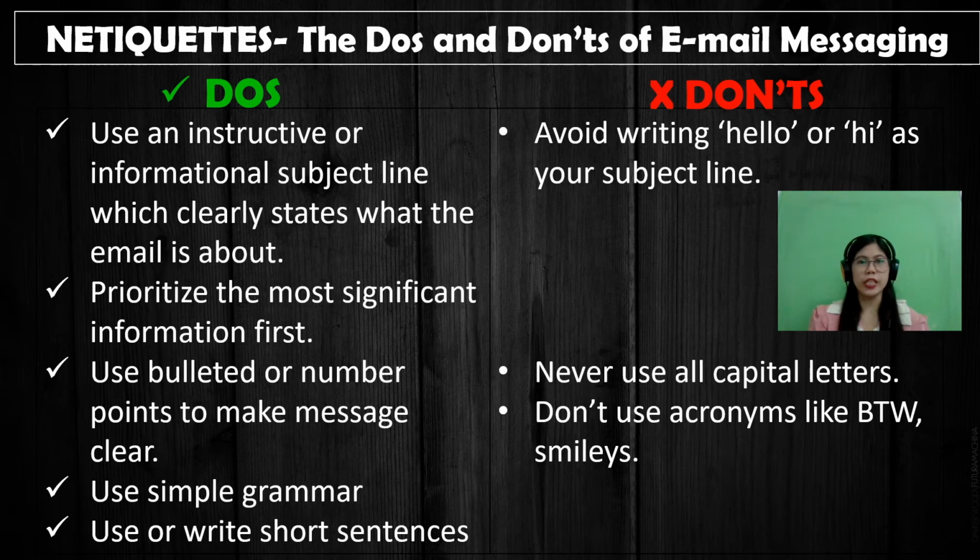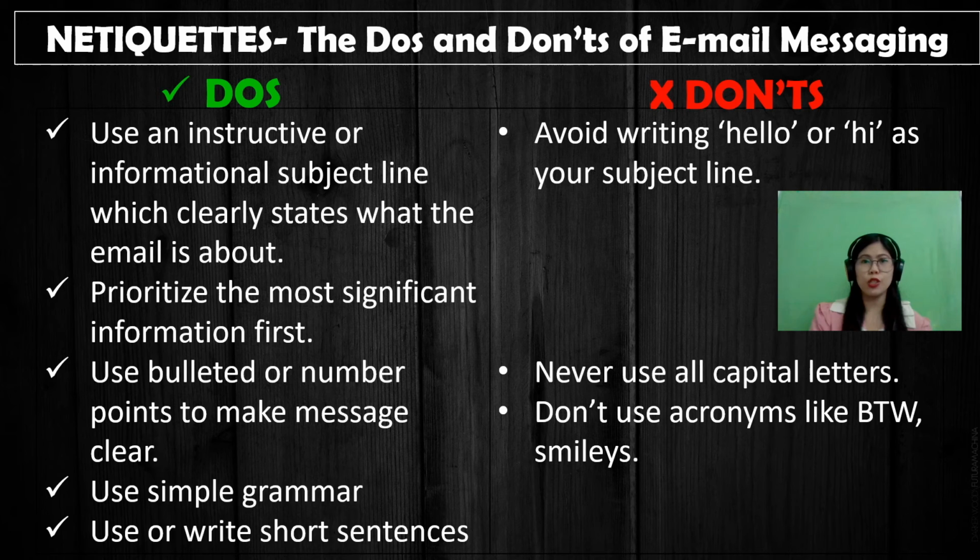Now we also have here netiquettes. If there's a so-called etiquette, we also have here netiquettes, the do's and don'ts of email messaging. These are the things that you should and shouldn't do in writing or typing an email. You should use an instructive or informational subject line which clearly states what the email is about. Avoid writing hello or hi as your subject line. Just like what I've said earlier, be straight to the point. Second, prioritize the most significant information first. After this, that's the time when you can already write the least important points.